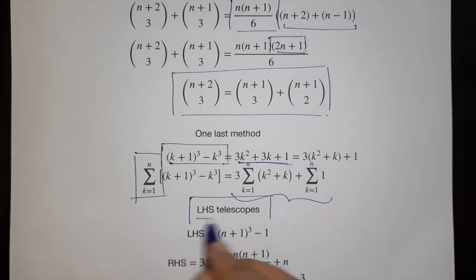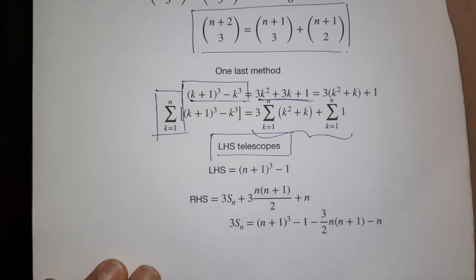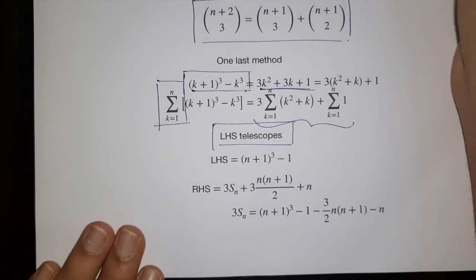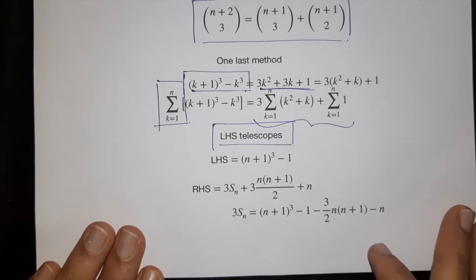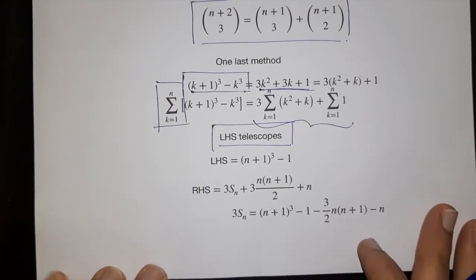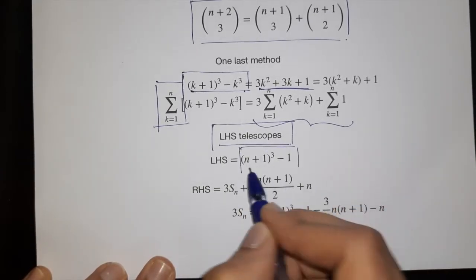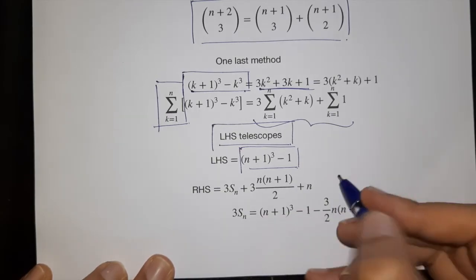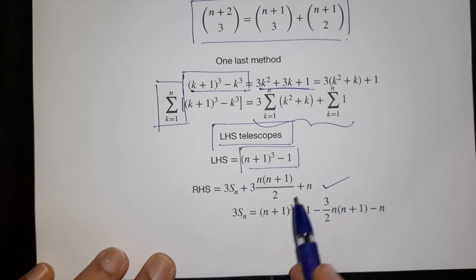This is since one sum gives the sum of cubes from 2 to n plus 1, and the sum that runs parallel to it gives the sum of the cubes from 1 to n. The second sum is then subtracted from the first. Hence the left hand side condenses to n plus 1 cubed minus 1. The right hand side yields 3Sn plus 3 into n plus 1 upon 2 plus n, where Sn stands for the sum of the first n squares.